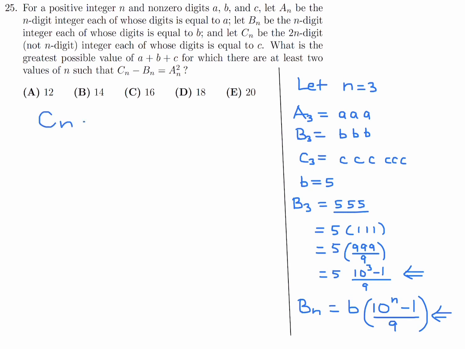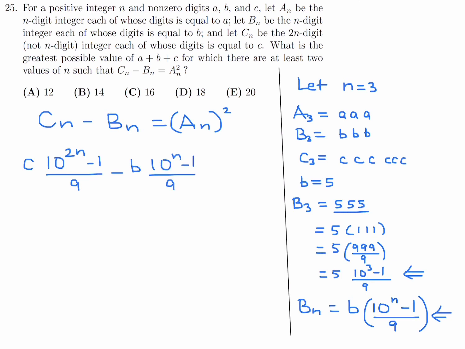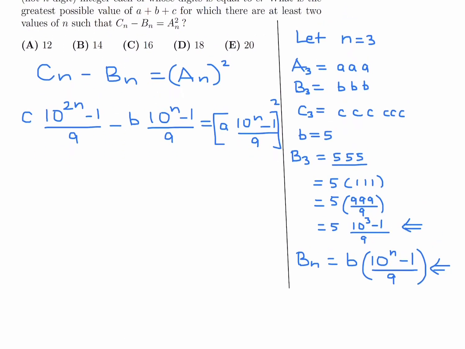So we've got c to the n minus b to the n is equal to a to the n all squared. C to the n would be, according to this formula, c times 10 to the power of 2n minus 1 over 9. b to the n is b times 10 to the power of n minus 1 over 9. And then a to the n is a times 10 to the n minus 1 over 9 all squared. Correct? All right. So if you're convinced of that, let's move forward here.